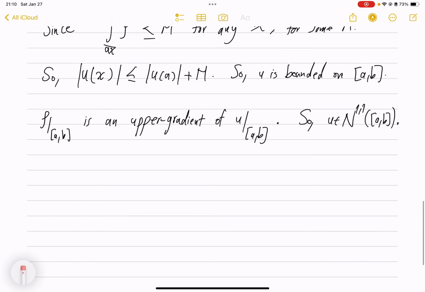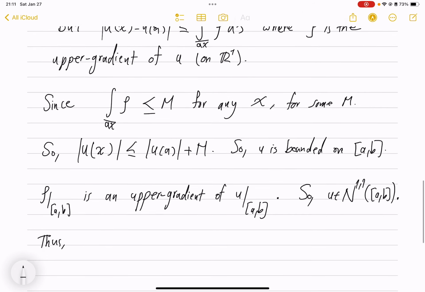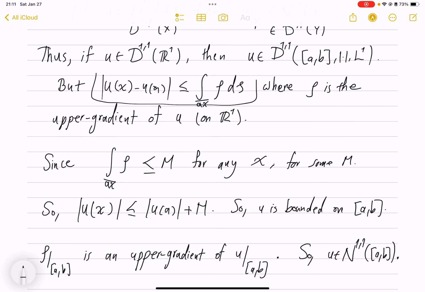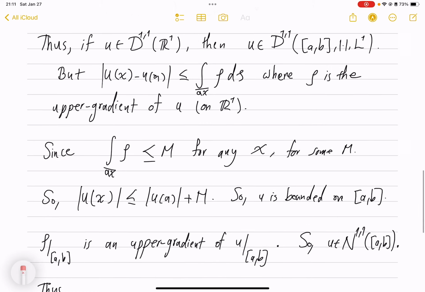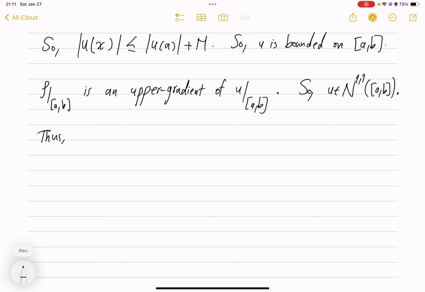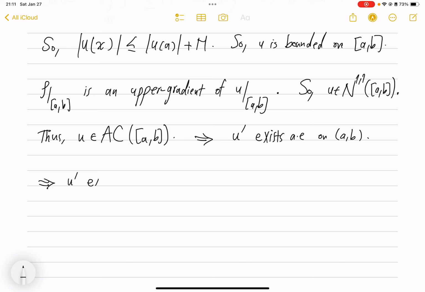And from the previous lecture, we see that, or actually we have almost repeated the previous theorem from this inequality. Basically, you apply it to partitions and you get absolute continuity. So u belongs to the absolutely continuous functions on the compact interval [a,b]. As I mentioned, from this we see that u prime exists almost everywhere on [a,b]. Maybe let's drop the endpoint. And because [a,b] is arbitrary, u prime exists almost everywhere on all of R^1.